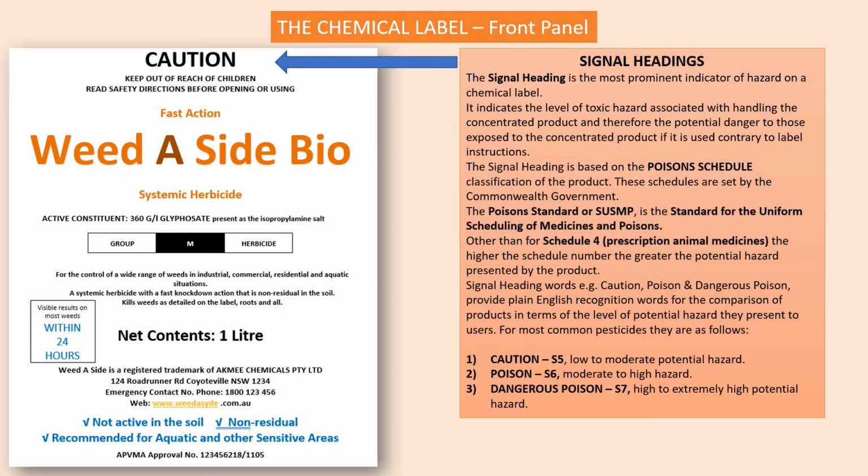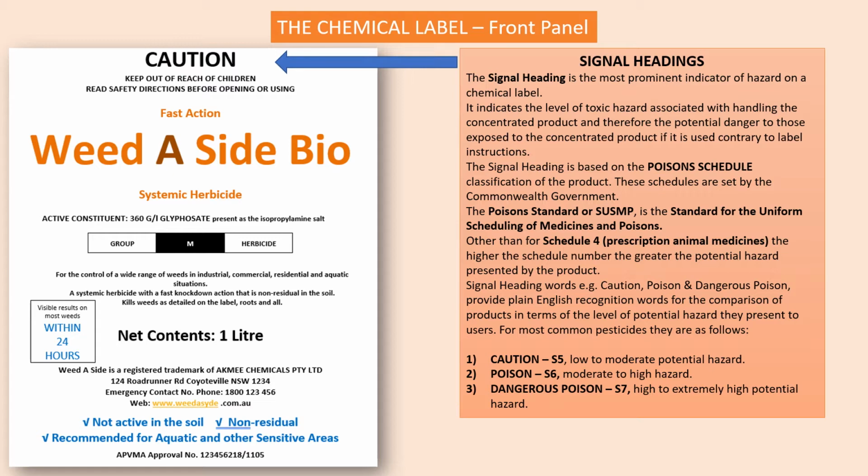The first thing you will see on the chemical label is the signal heading. It is the most prominent indicator of hazard on a chemical label. It indicates the level of toxic hazard associated with handling the concentrated product and therefore the potential danger to those exposed to the concentrated product if it is used contrary to the label instructions.